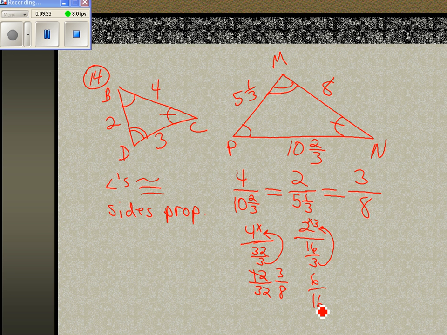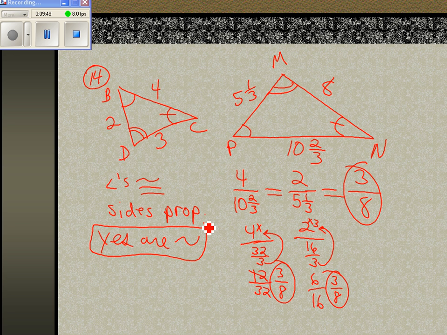What'll go into both 6 and 16? This time you'd be right, Christopher, if you said it. 3 over 8. What do we notice about all 3 of these? They're all the same. So the angles were congruent, sides are proportional. So yes, these shapes are similar.